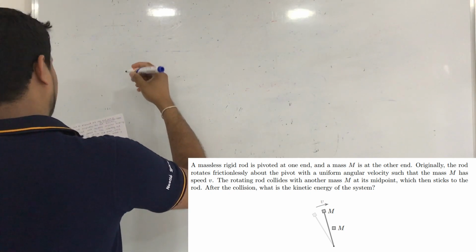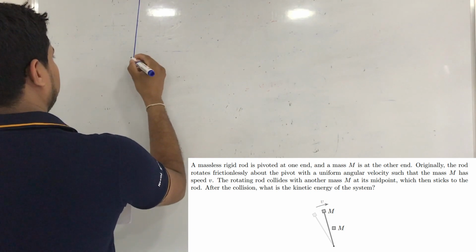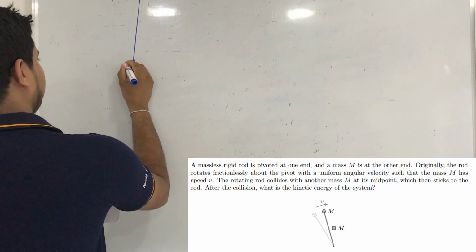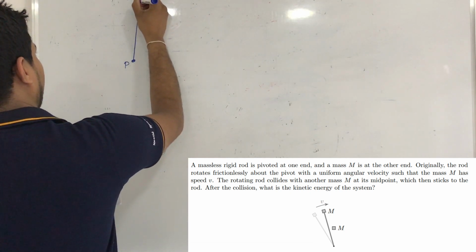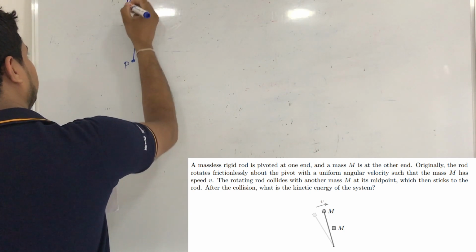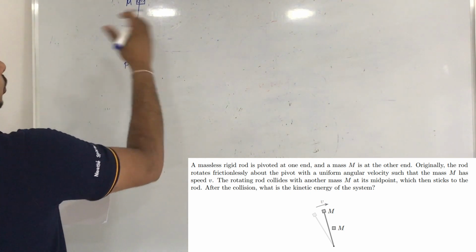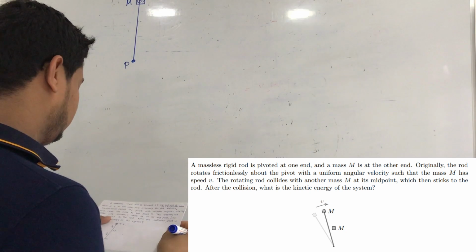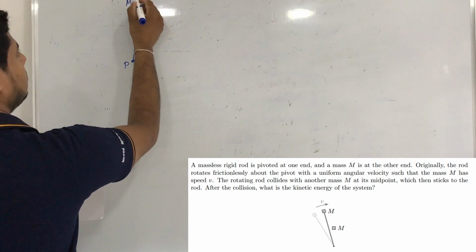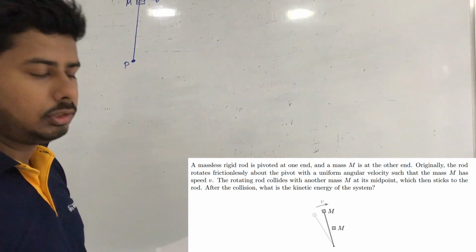So let's draw a diagram. It is given that we have a rod, it is massless and it is pivoted somewhere here, and a mass capital M is attached to the other end like this, and it is moving with a uniform angular velocity such that the mass capital M has speed v. So this speed refers to the linear velocity of the object.